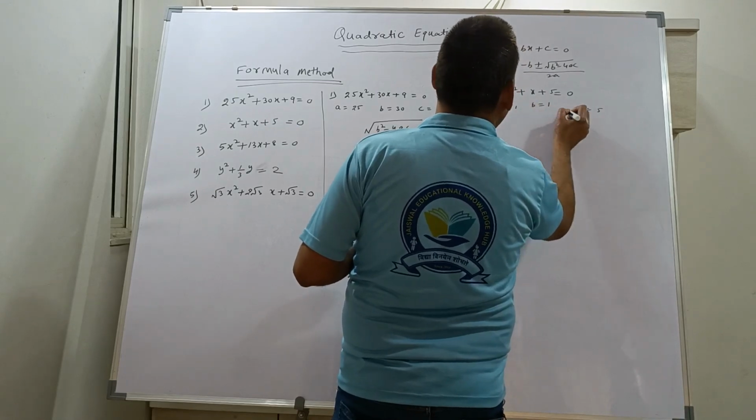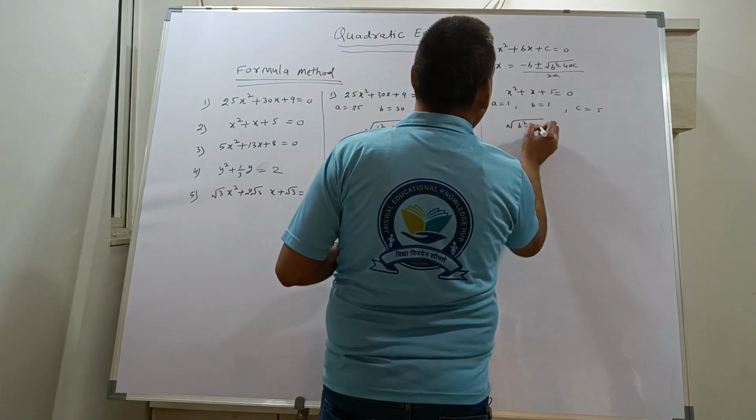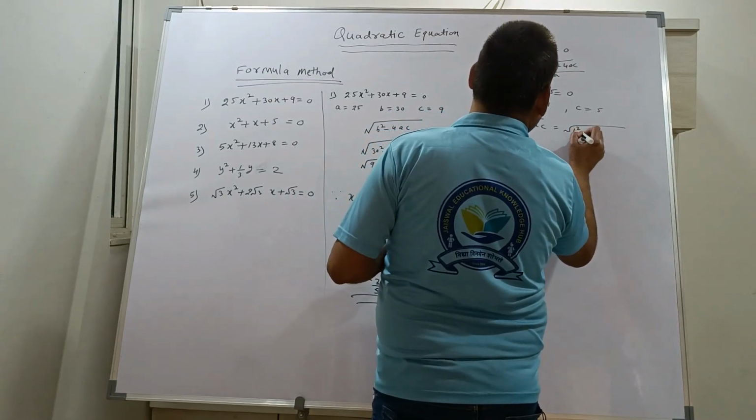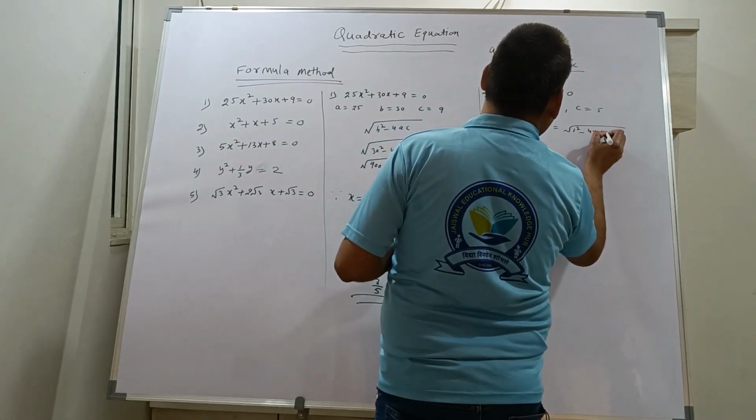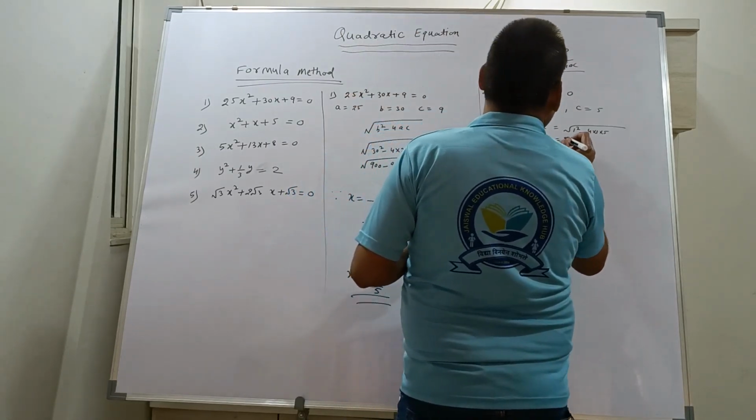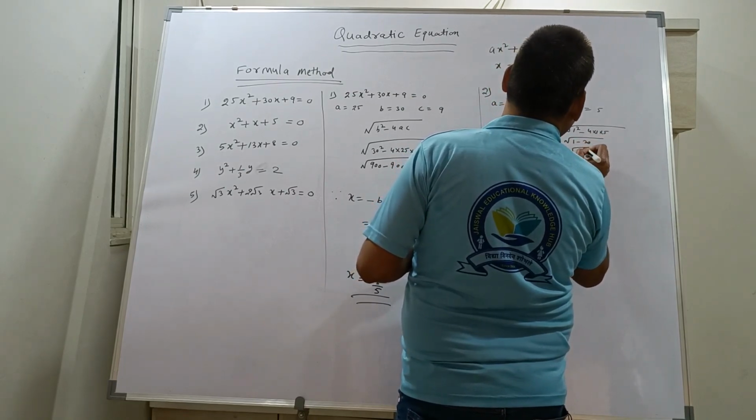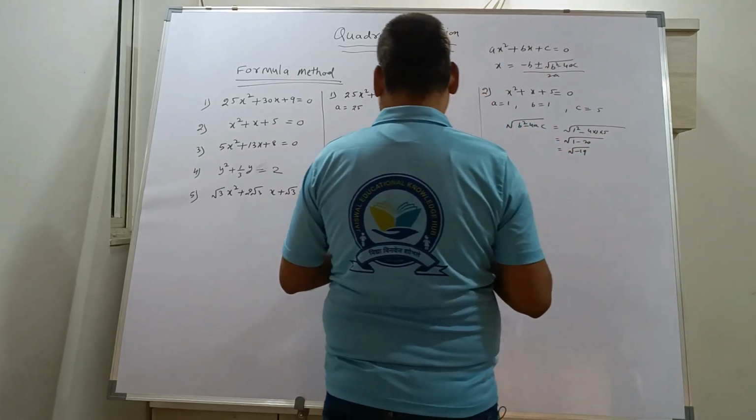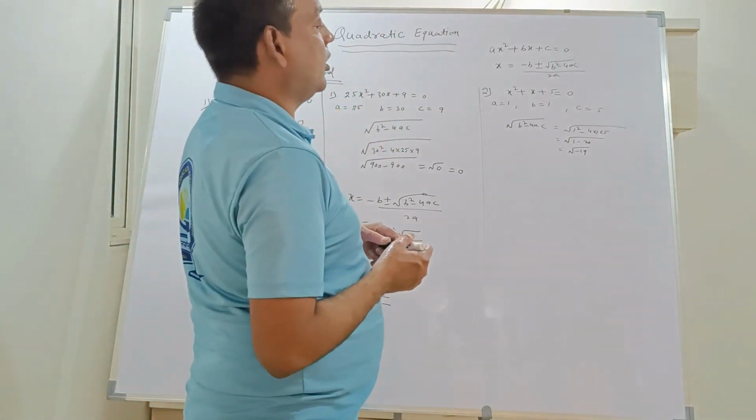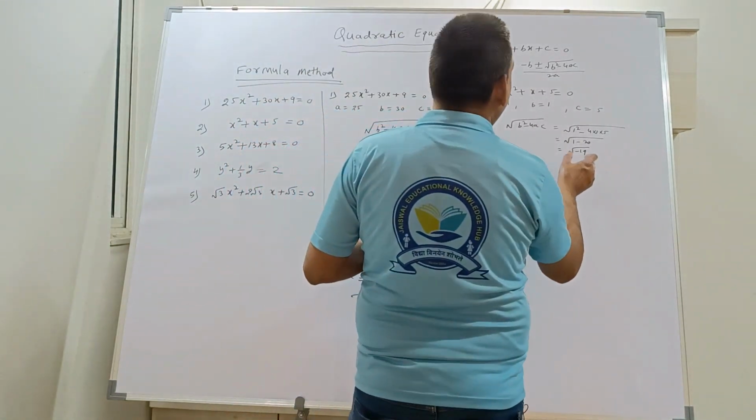5. Okay, so first again we'll do the same thing, b square minus 4ac, which in this case is 1 square minus 4 into 1 into 5, which is nothing but 1 minus 20, so that will be root of minus 19. Okay, whenever we get the root of any negative number, this will not be a real solution, but still we are simplifying this.